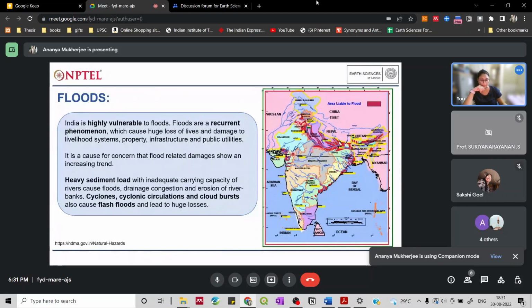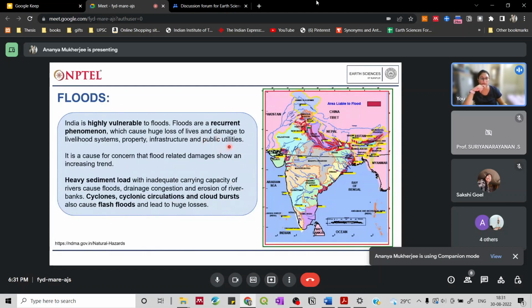Okay, the rivers are flowing through these pathways, and all the areas around the river course are very susceptible to flooding. We also see that flooding is very common in the deltaic regions, that is, where the rivers are meeting, say, the Bay of Bengal or Arabian Sea. So these areas are also very susceptible to flooding. And floods are a recurrent phenomenon.